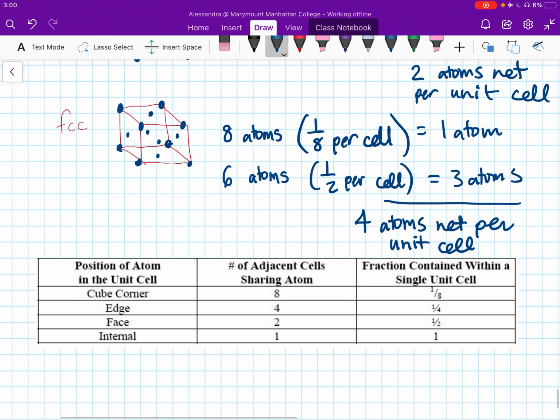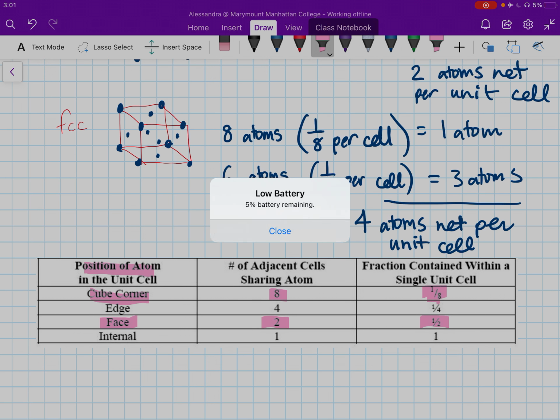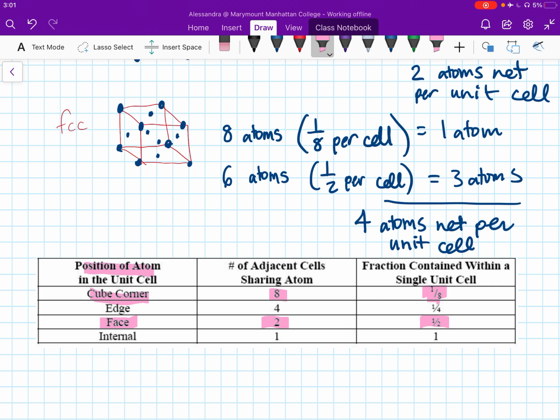If the position of the atom is on the corner, then that means that atom is shared by 8 unit cells. So the fraction of it that is contained within a single unit cell is going to be 1/8. For the face-centered atoms, a face-centered atom is shared by 2 unit cells, so it contributes 1/2 of itself to the unit cell. The body-centered or internal atom is entirely within the unit cell, so the whole thing counts as contributing towards the unit cell.